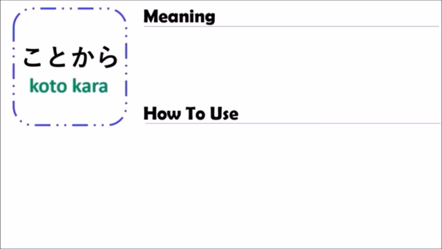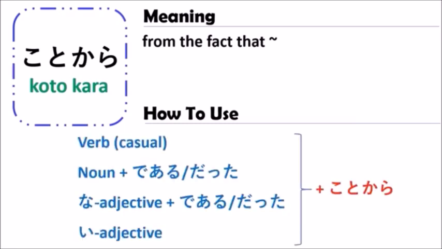But today we are going to learn about the grammar Kotokara. The grammar of Kotokara means "from the fact that something." When you use the grammar of Kotokara in Japanese, you can use it with verbs, nouns, and adjectives. But in the verb form, you should change the verb to the casual form.